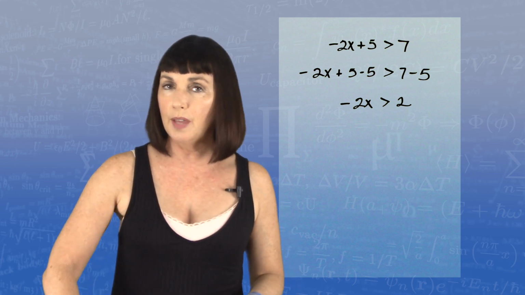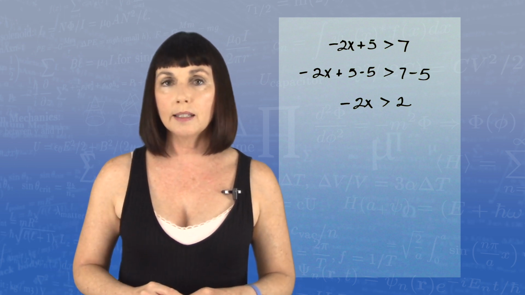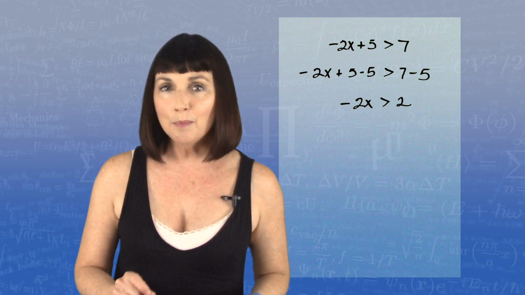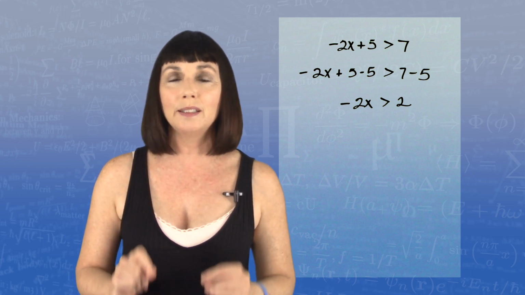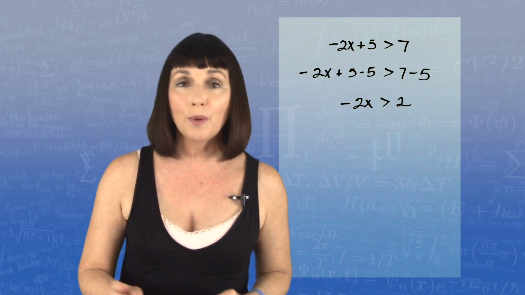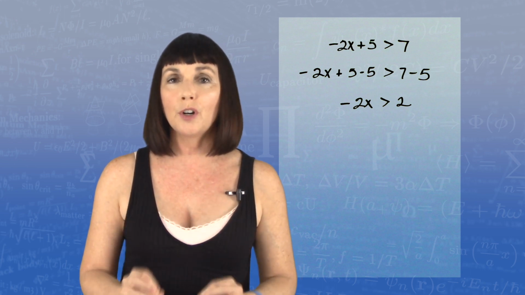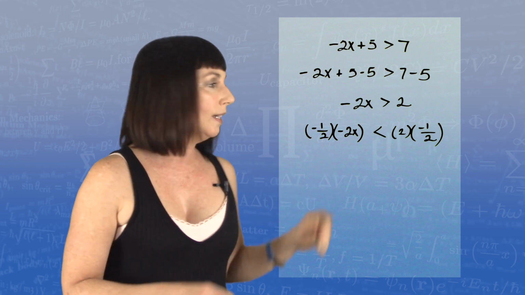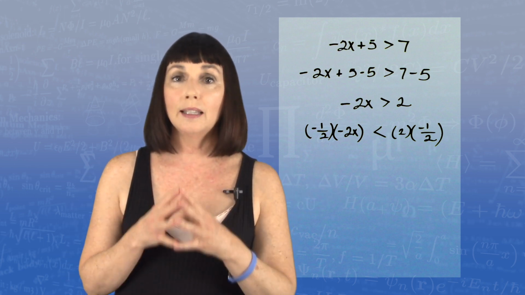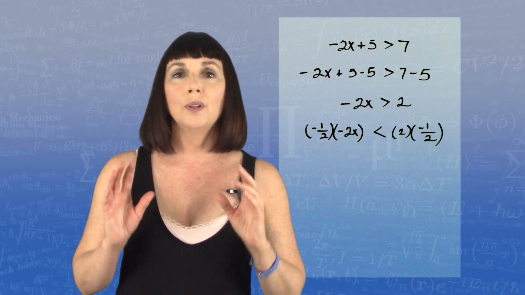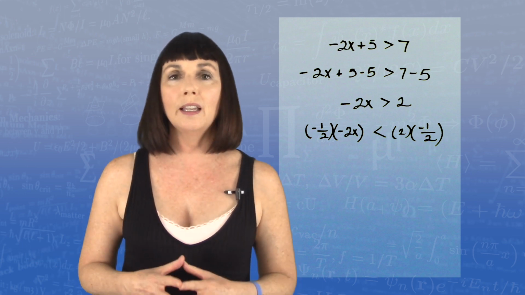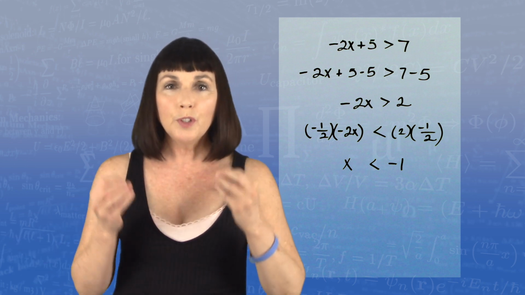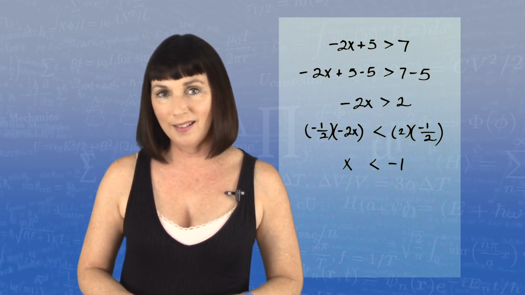Okay, I need to get rid of that negative 2 in front of my x, so I'm going to multiply both sides by negative 1/2. But because I'm multiplying both sides by a negative real number, I have to change the direction of my sign to make sure I still have an equivalent inequality. So I get negative 1/2 times negative 2x is now less than 2 times negative 1/2. And solving, that leaves us with x is less than negative 1. So we've used our properties to solve this inequality.